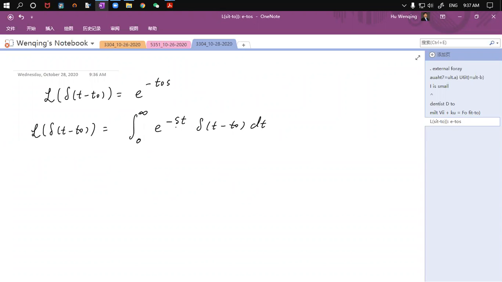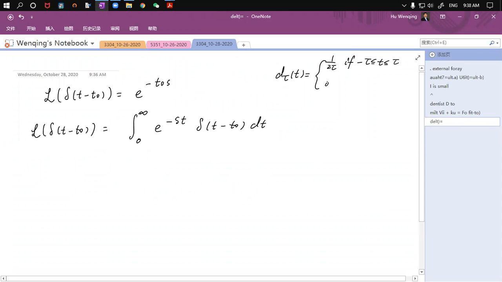But you can see, what is the delta? Well, we have been introducing the function d tau of t. It is going to be equal to 1 over 2 tau if minus tau is less or equal to t less or equal to tau, and it's equal to 0 otherwise. So that's what we talk about as d tau of t. The delta is nothing but the limit of d tau of t.